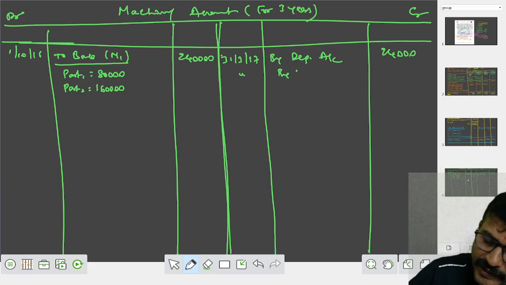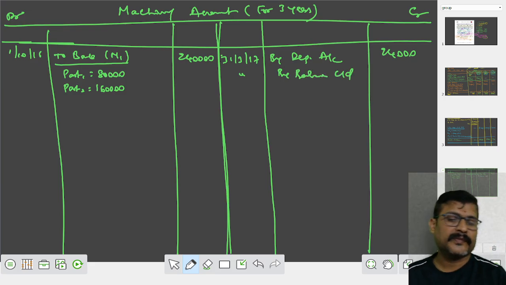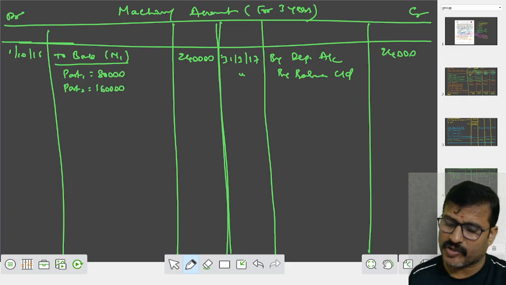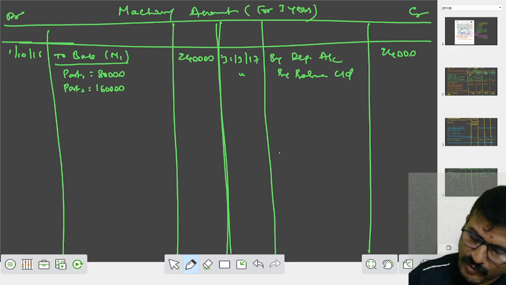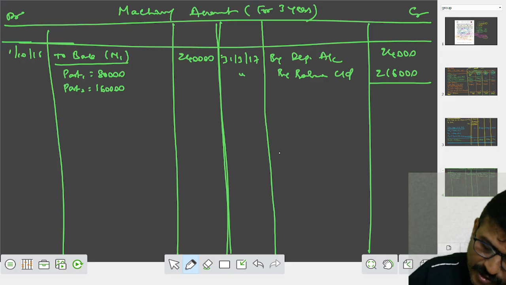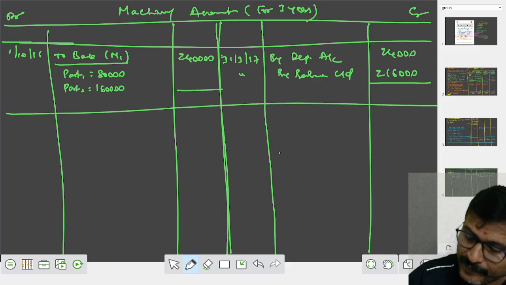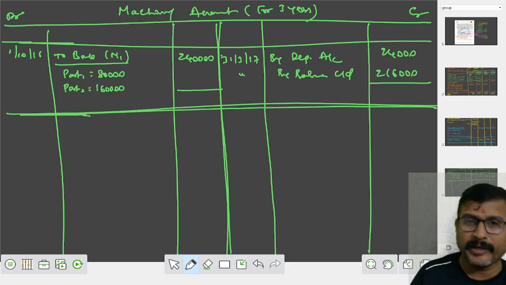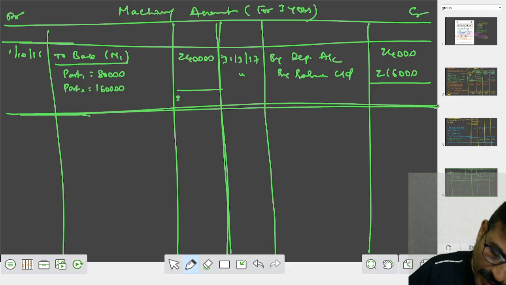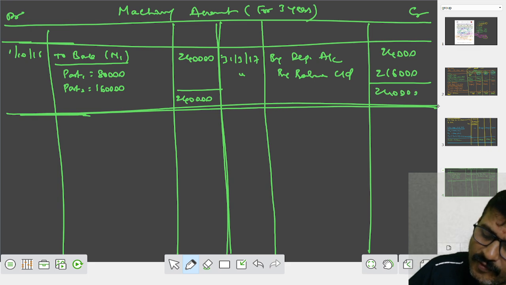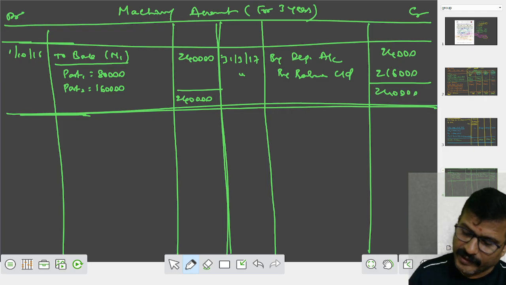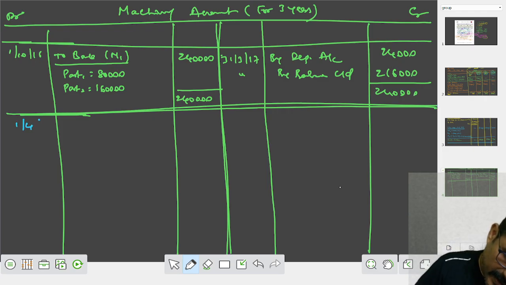Put the dot for the dates. By balance carried on. 2,40,000 minus 24,000 will give you 2,16,000. Please, it is a depreciation chapter having a lot of clerical work. Please, my dear student, be careful. Work out the total, it comes to 2,40,000. Let us move on to second year, that is 1st April 17.